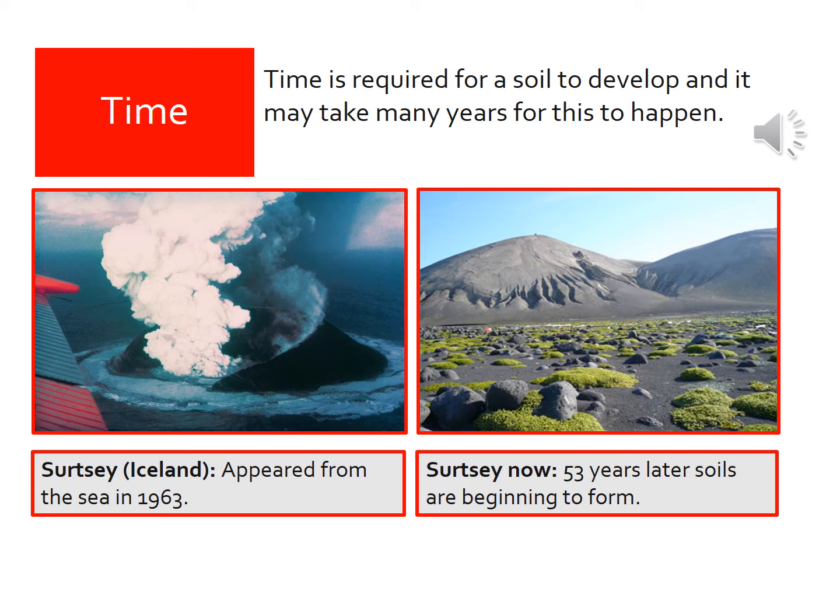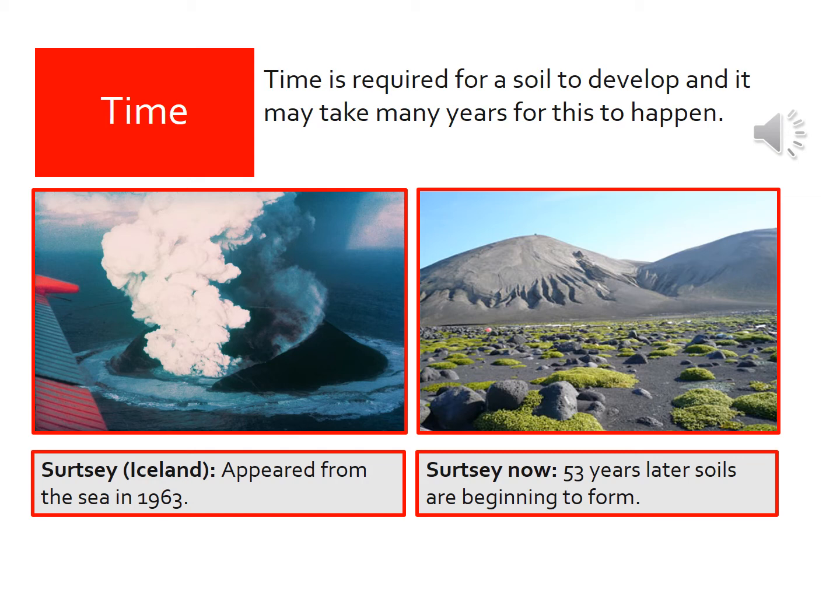Okay, so the first letter we've written down is T, and that represents time. So at the top it says there, time is required for soil to develop. Now, when you think about it, that's going to make sense, because we need our weather and our elements to break down rocks, to break down organic matter to help soil form.